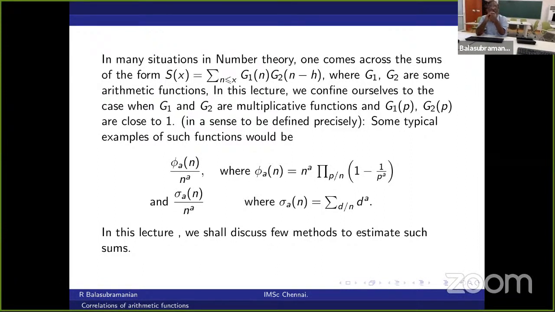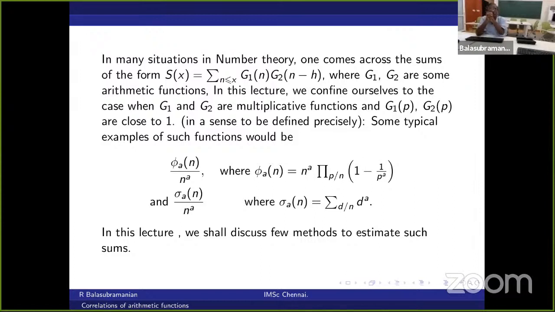Some typical examples of such functions, and in fact, we will be mainly talking about these functions, even though we shall be talking about the generalities, are phi_a(n) by n^a, where phi_a(n) is n^a times the product over primes p dividing n of (1 minus 1 over p^a). With a equal to 1, for example, this becomes the usual Euler function. When you evaluate it at primes, phi_a(p) by p^a happens to be 1 minus 1 over p^a, and that is very close to 1.